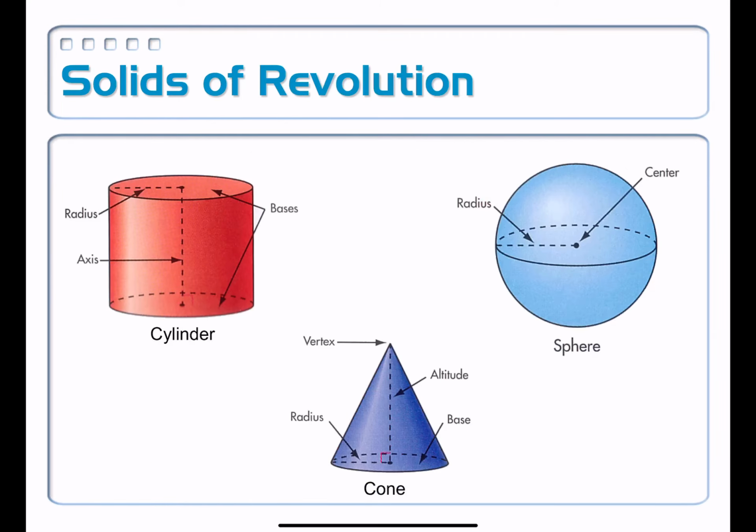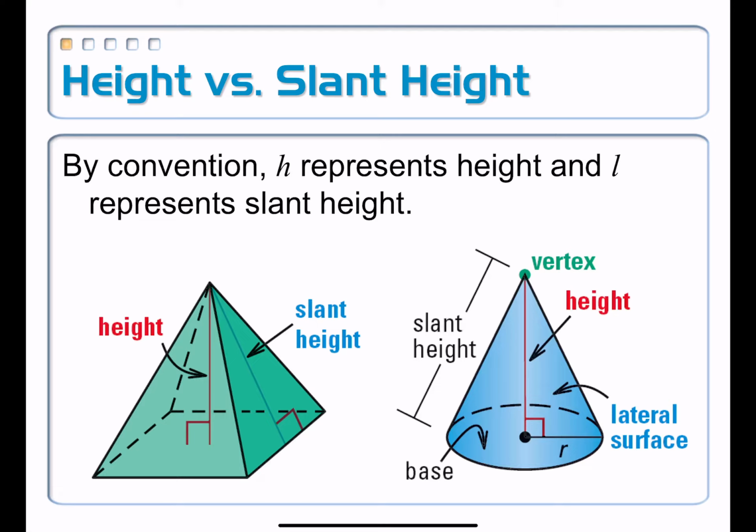Okay, so one of the things that we're going to have to do with these shapes, of course, is find the surface area. And for a cone in particular, we need to be good about distinguishing the difference between a height and a slant height. So let's take a look at these. By convention, we're going to use the letter H for height, and we're going to use the letter L for slant height. So think of it as the letter L that's in the word slant.